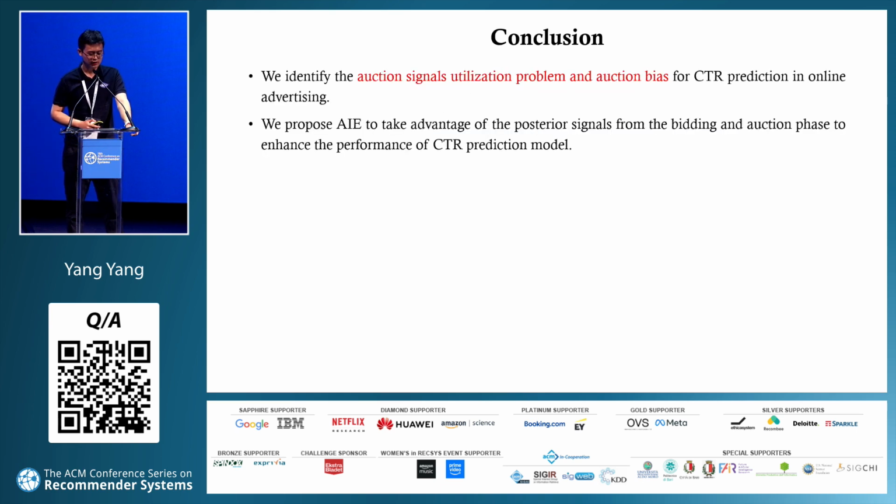So the two main takeaways: the first one, we identified the auction signals utilization problem and auction bias for CTR prediction in online advertising. And secondly, we propose AIE to take advantage of the posterior signals from the bidding and auction phase to enhance the performance of CTR prediction models.